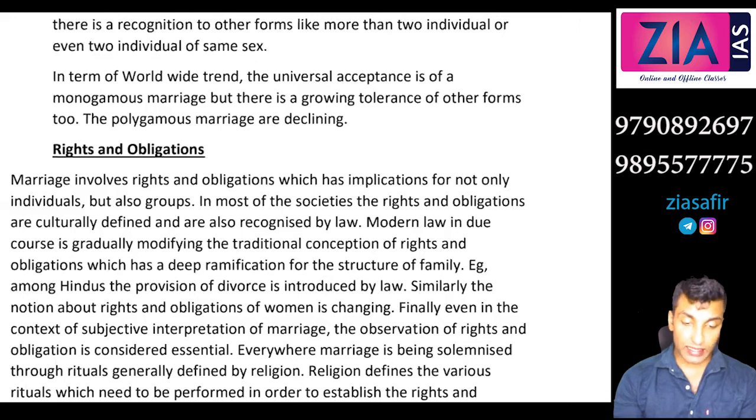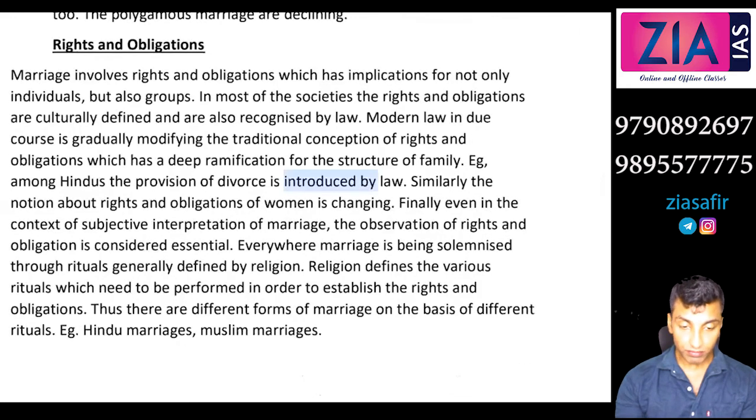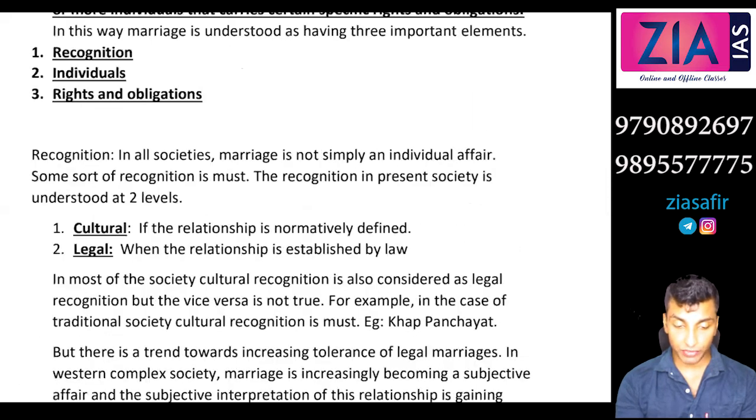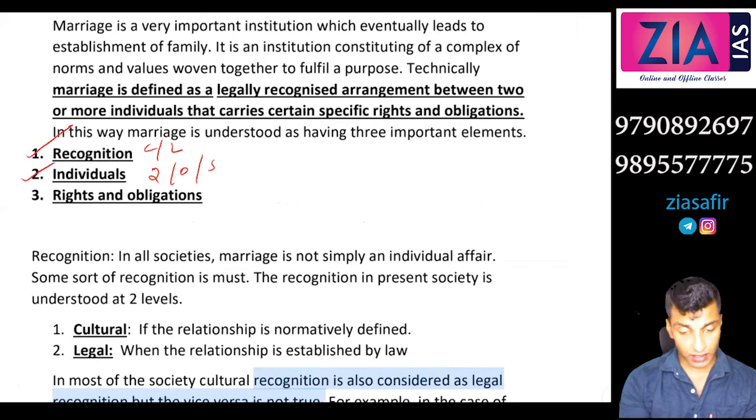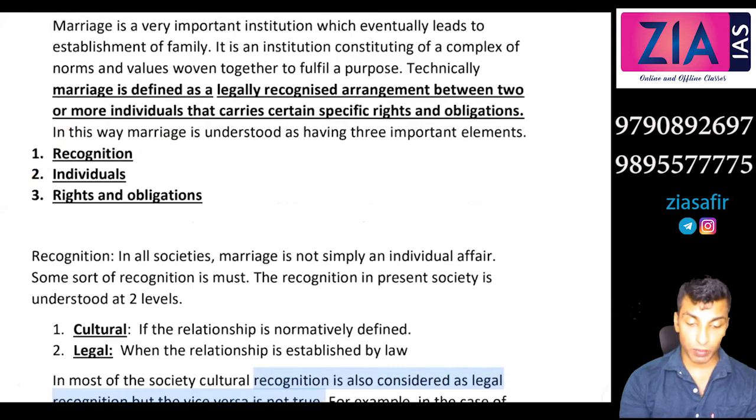Okay, now rights and obligations. Third point. We are explaining the definition only. We have done with the recognition part, which could be cultural or legal. Individuals, we have said, could be two individuals of opposite sex or same sex, or it can be three individuals also. Now rights and obligations.